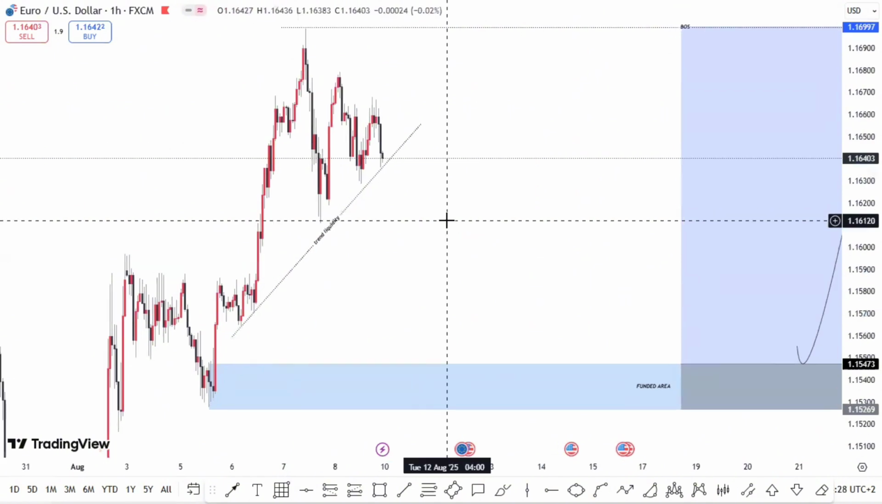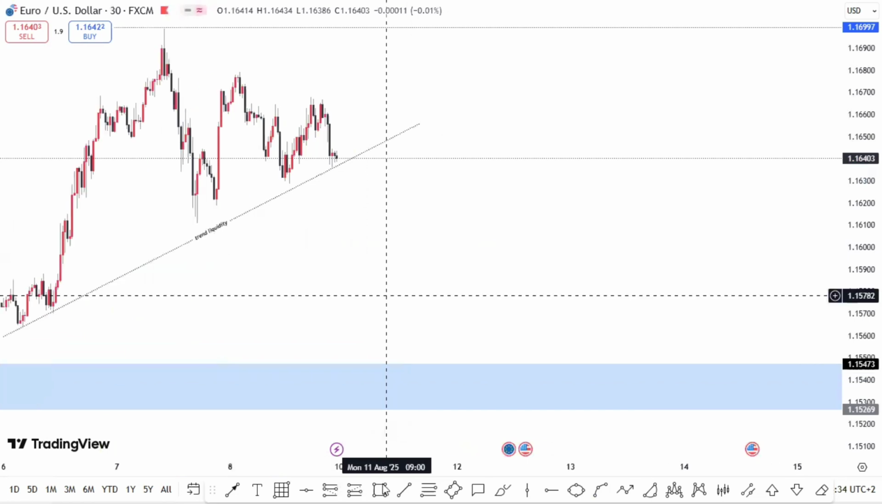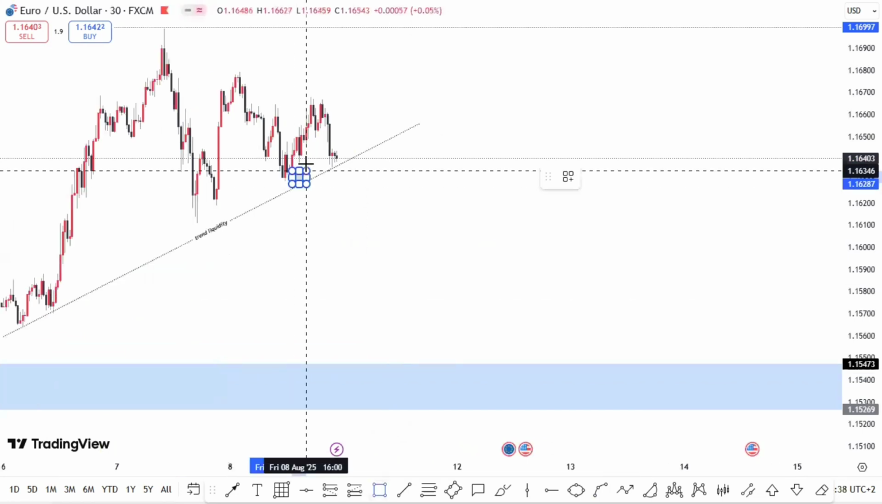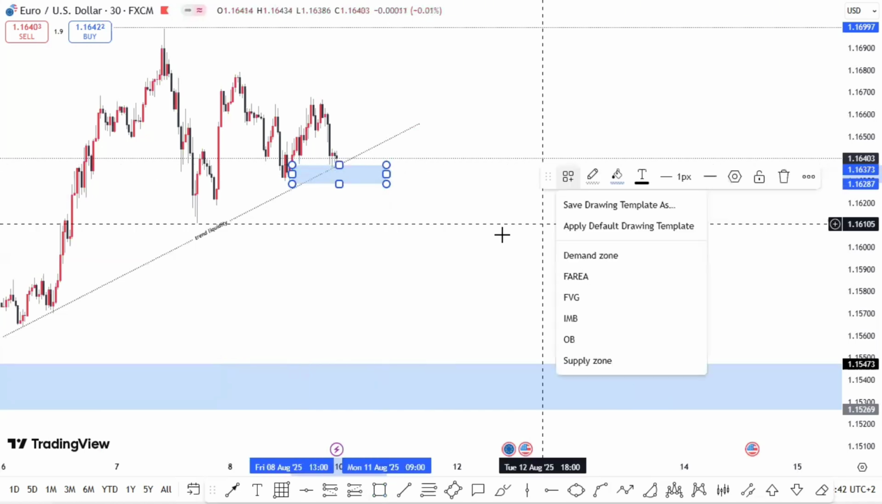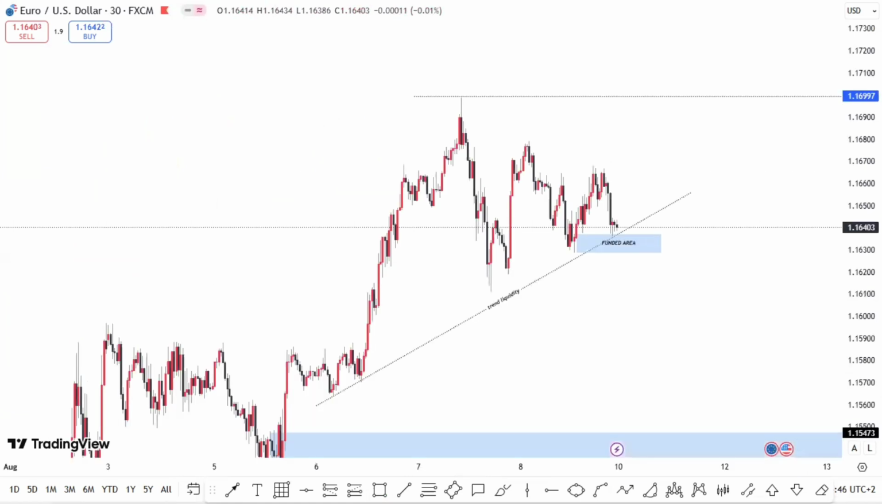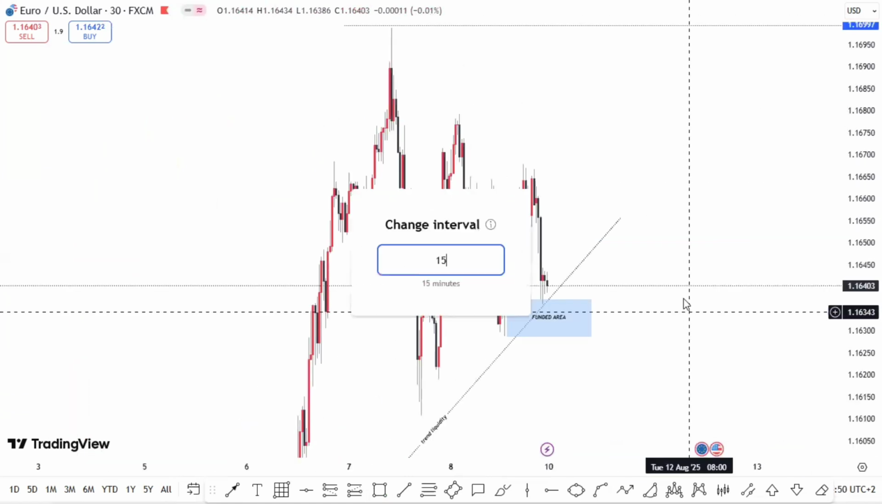So let's go to 30 minutes. So I see something there. Here I see market has touched my last candlestick before the impulse, which might go up, which market might reverse from this level. 15 minutes time frame to a full view.